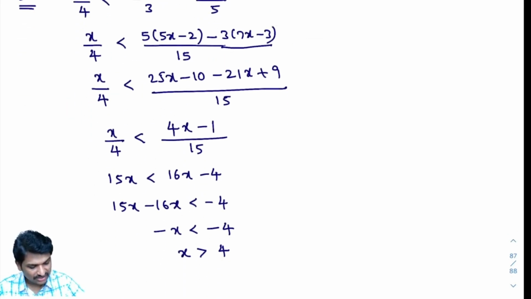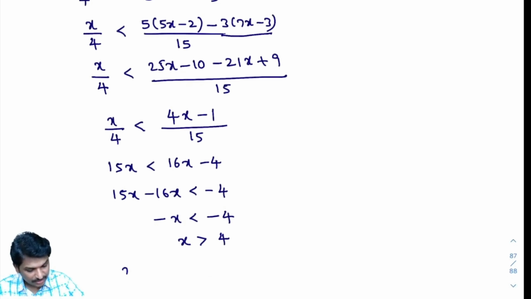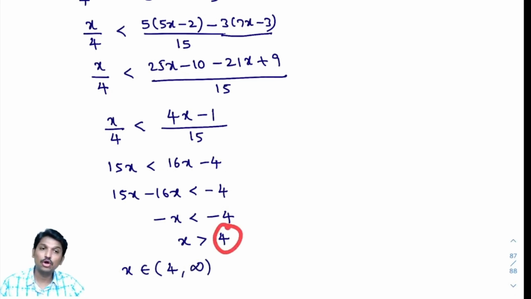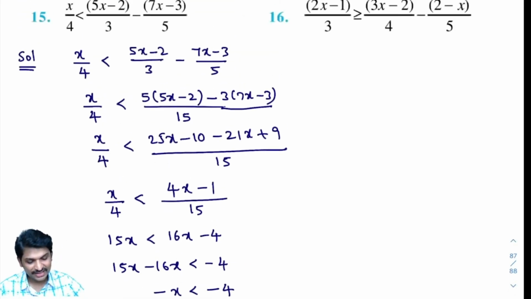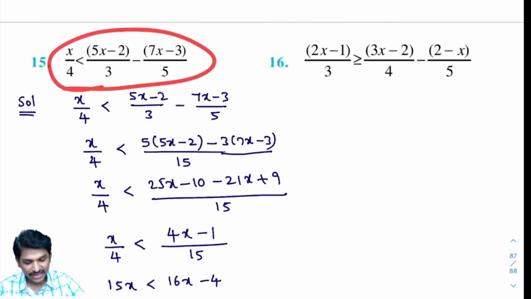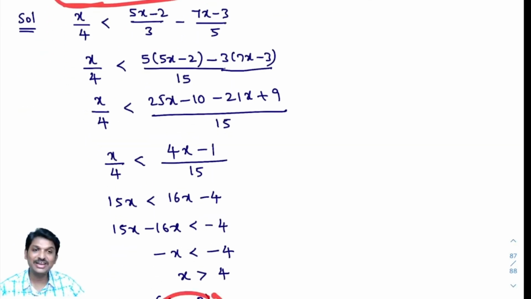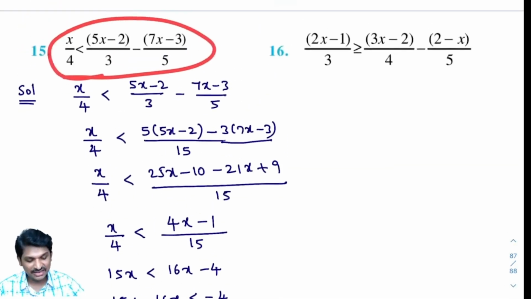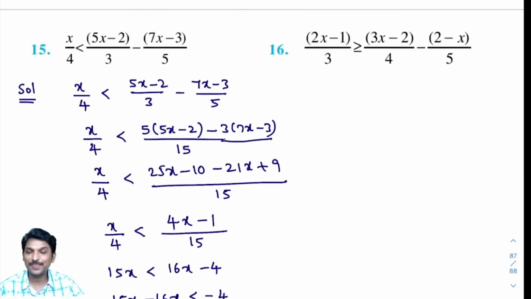So here, what is the answer for this? x greater than 4 means on the number line, on the right hand side of 4, all numbers are greater than 4. So 4 to infinity. You take any real x value in this interval, that satisfies this inequality. I hope you are all understanding.